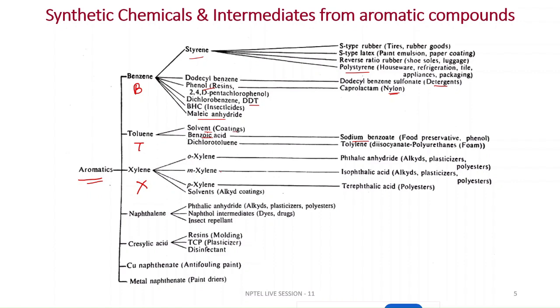Xylene: orthoxylene, metaxylene, paraxylene. So this kind of thing produces phthalic anhydride, isophthalic acid, terephthalic acid. Naphthalene, it is phthalic anhydride, naphthanol intermediate, insect repellents, it is used. Cresylic acid in the resin or molding plasticizer, disinfectant it is used as. Copper naphthenate is usually used in anti-fouling paint, and metal naphthenate is paint driers.